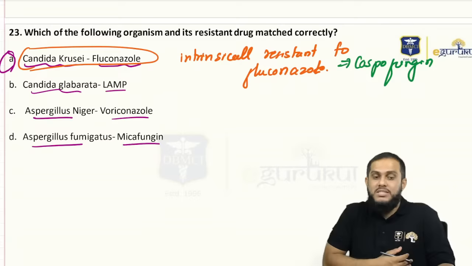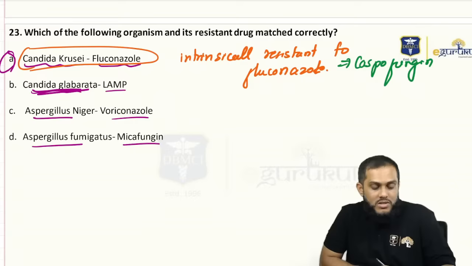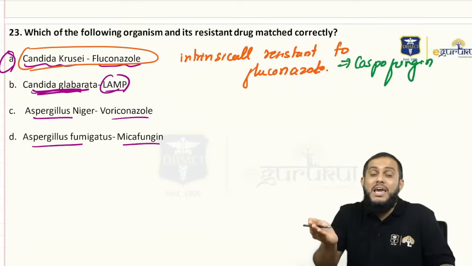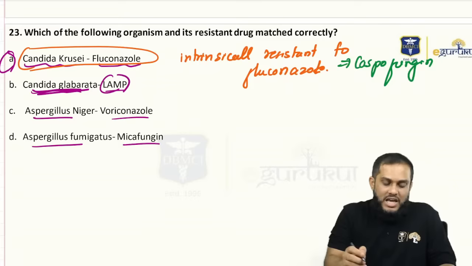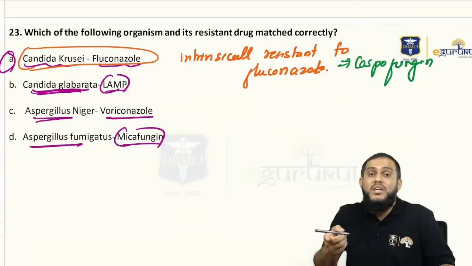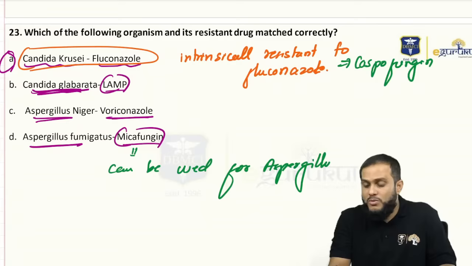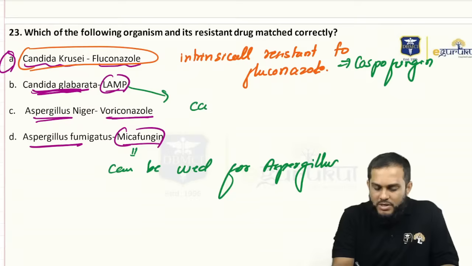Sir, Candida glabrata, what is the drug of choice? Candida glabrata is also usually resistant to fluconazole. Drug of choice is caspofungin, but liposomal amphotericin B can be used. Aspergillus niger, drug of choice is voriconazole. Aspergillus fumigatus, drug of choice is voriconazole, but micafungin can be used for Aspergillus. Remember, micafungin can be used. It doesn't mean that you have to use it, but it can be used. It is not resistant. And liposomal amphotericin B can be used for Candida.